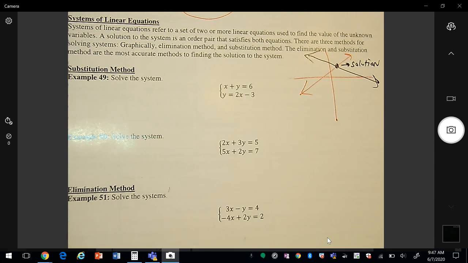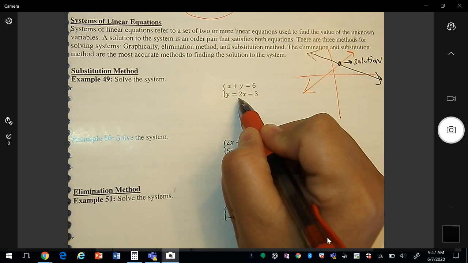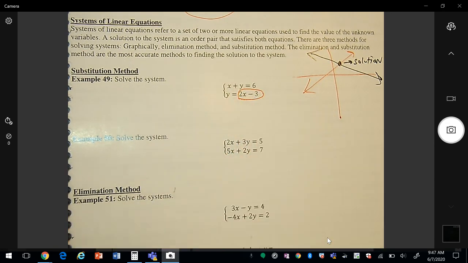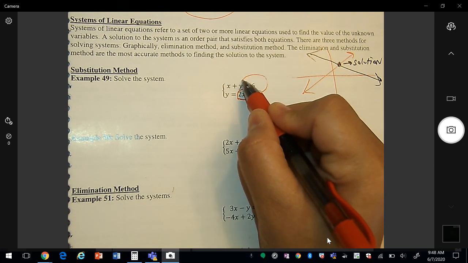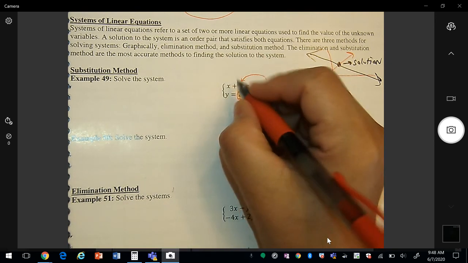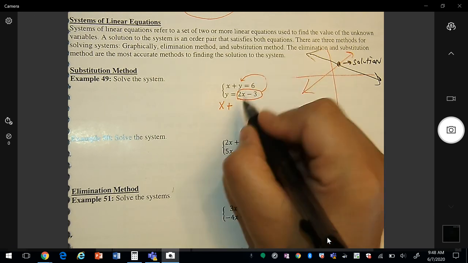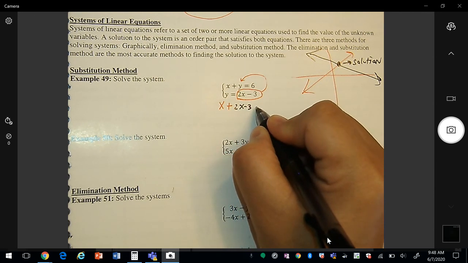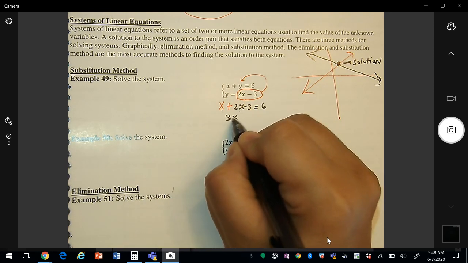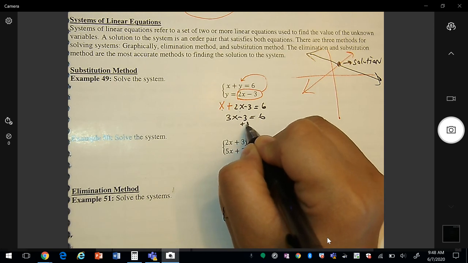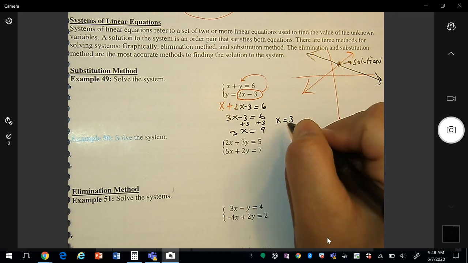Okay. So the first way is the substitution method. Notice here that they tell you that y is equal to 2x minus 3. Since we know that, we're going to take this information and plug it into the first equation. So we have x plus y. Instead of y, I'm going to write what it is: 2x minus 3 is equal to 6. Gather your like terms. x plus 2x is 3x. Add 3, so 3x is equal to 9. That means x is equal to 3.